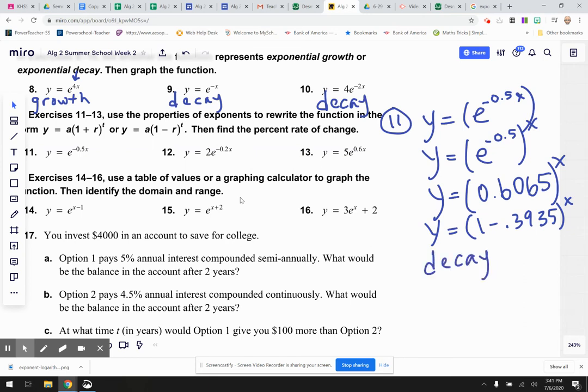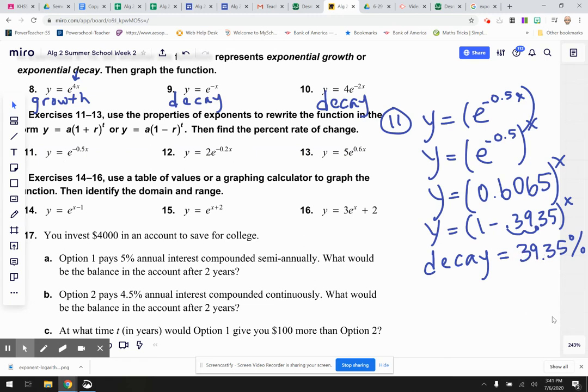And if you move this over 2 places, it's going to decay at 39.35%. That's how fast it's going to decay. So what this is going to tell us is A, is it a decay or a growth function, and B, how fast is it decaying and how fast is it growing.